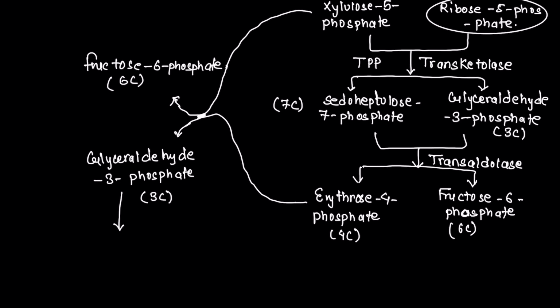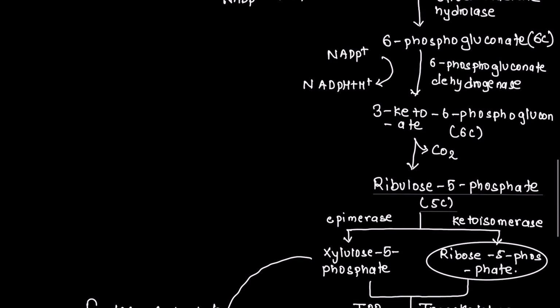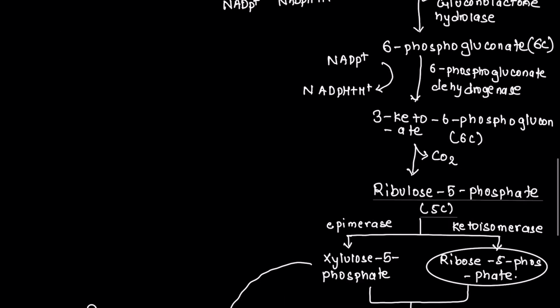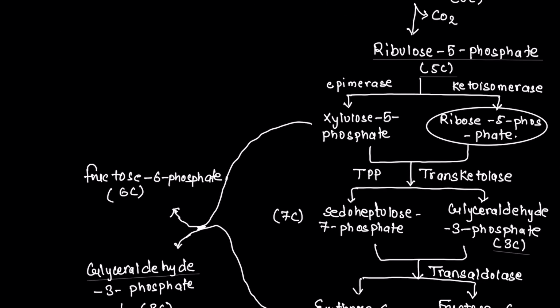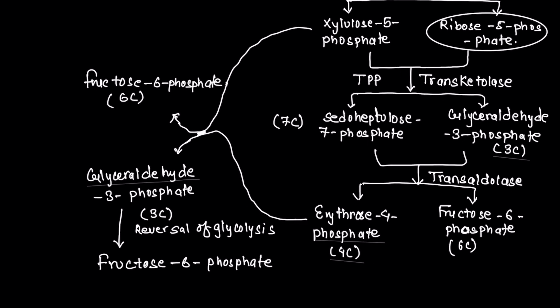Then this glyceraldehyde 3-phosphate, by reversal of glycolysis, will again form fructose 6-phosphate. Now we have to understand that in this whole process, the 6-carbon compound is converted into a 5-carbon compound, and this 5-carbon compound is again converted into 7 and 3-carbon compounds, and again into smaller, that is 4 and 6-carbon compounds, and finally forming a 6-carbon compound.